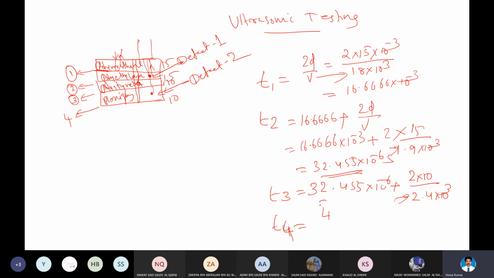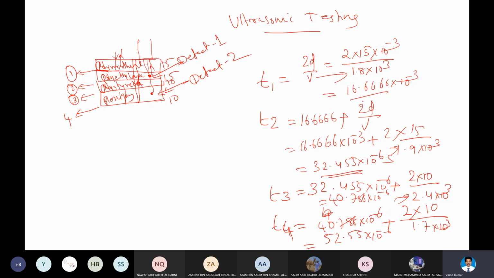When you add this, you get 40.788 times 10 to the power minus 6. So the last one will be 40.788 times 10 to the power minus 6 plus the last one again, 10. The last one is 10 here. 2 times 10 by velocity through plexiglass, which is 1.7 times 10 to the power 3. If you look at it, you get 52.55 times 10 to the power minus 6.